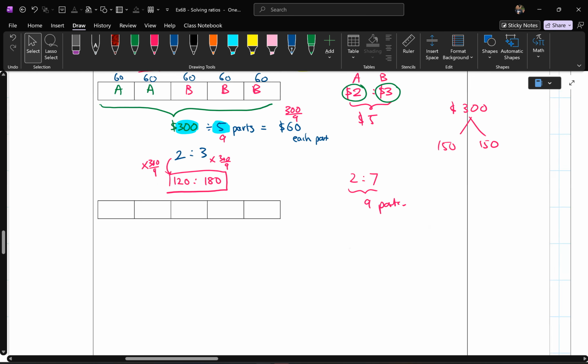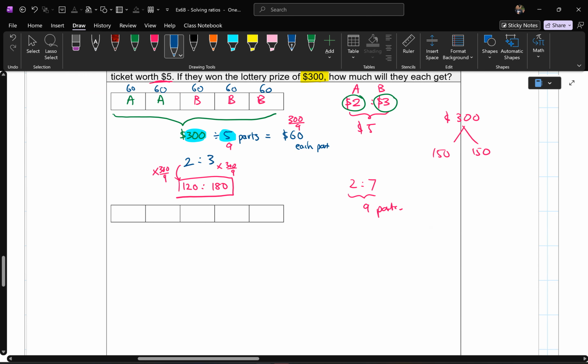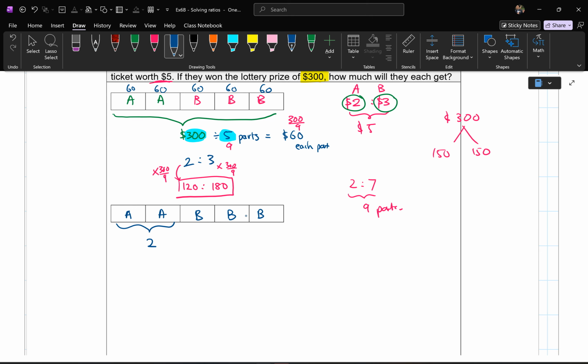Here's the other way. Method number 2. Method number 2, we already know Adrian put in $2. So 2 parts is Adrian. Bethany put in 3 parts, which is 3. So that means in total there are 5 pieces. Adrian contributed 2 out of the 5 pieces in total, 2/5 of the prize. And then same thing with Bethany. Bethany contributed 3/5 of the prize.